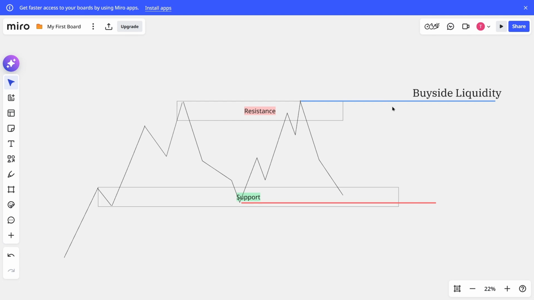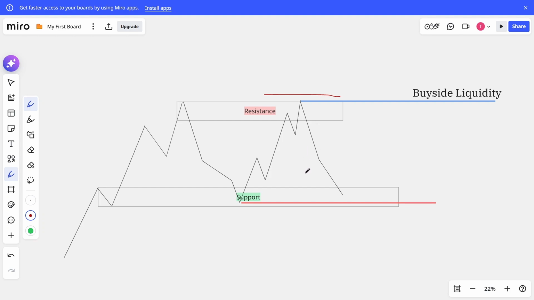So what we mean by that is that people, usually the shorters, are putting their stops above this high, and the longers are putting their stop market orders above this high. So basically, when some traders want to long, they wait for this high to be taken out. So instead of waiting and taking it manually, they put a limit order or a stop order just above this high.